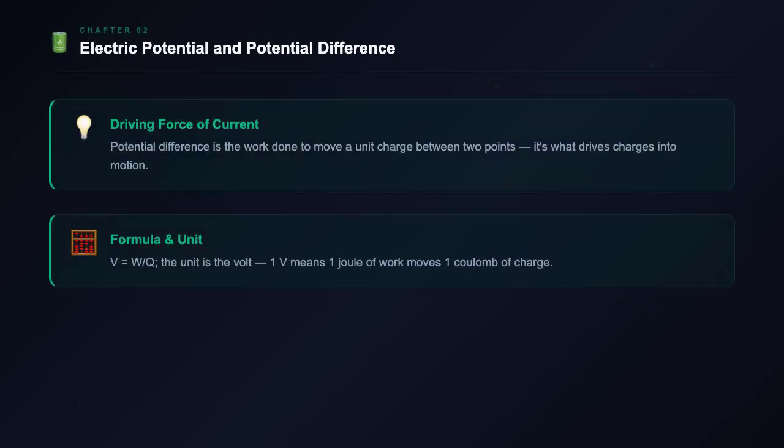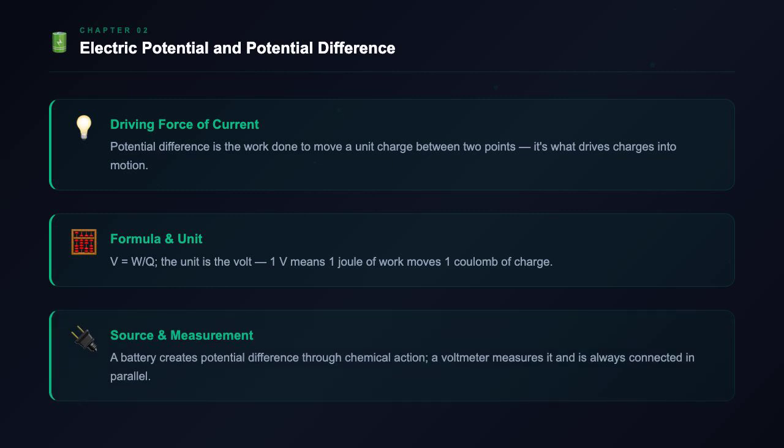Electric potential difference is the work done to move a unit charge from one point to another. It's the driving force that sets charges in motion. The formula is V equals W over Q, where V is potential difference, W is work done, and Q is charge. The SI unit is the volt, named after Alessandro Volta.